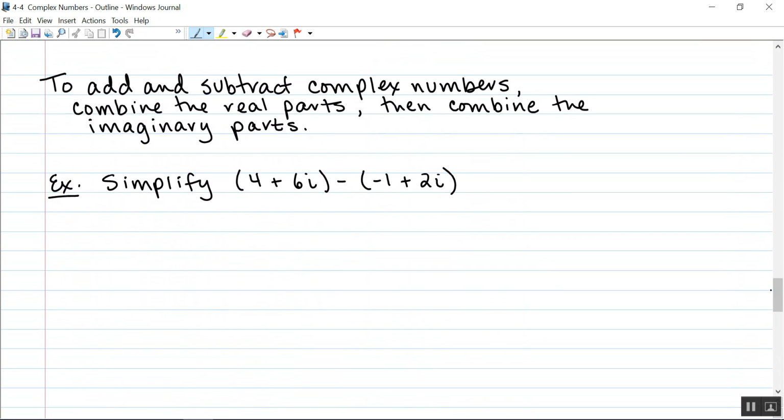To add and subtract complex numbers, we just combine the real parts and then we combine the imaginary parts. So here we have 4 plus 6i minus the quantity negative 1 plus 2i. So I'm going to rewrite this as 4 plus 6i, and let's make sure that we subtract each of these terms. So that's going to be minus a negative 1 or plus 1 and minus a 2i. And here it's really a lot like just combining like terms. So 4 plus 1 is 5. 6i minus 2i is a positive 4i. It just looks a little strange because you're not used to i yet.